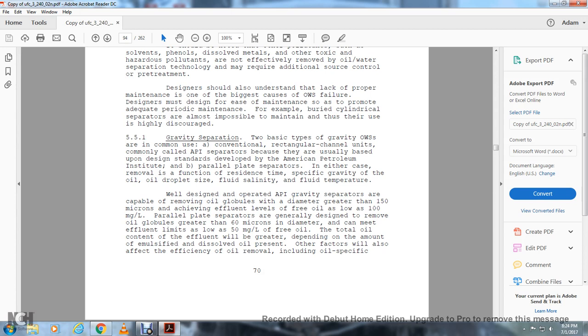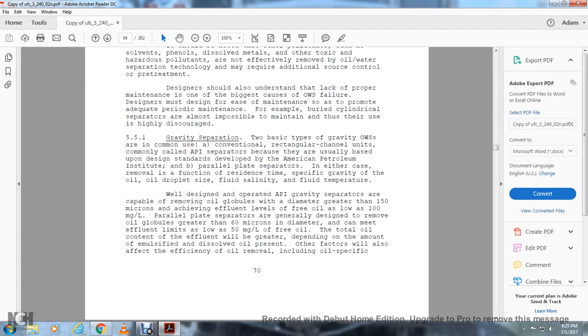Well-designed and operated API gravity separators are capable of removing oil globules with a diameter greater than 150 microns, achieving effluent levels of free oil as low as 100 milligrams per liter. Parallel plate separators are generally designed to remove oil globules greater than 60 microns in diameter and can meet effluent limits as low as 50 milligrams per liter of free oil. The total oil content of the effluent will be greater, depending on the amount of emulsified and dissolved oil present.